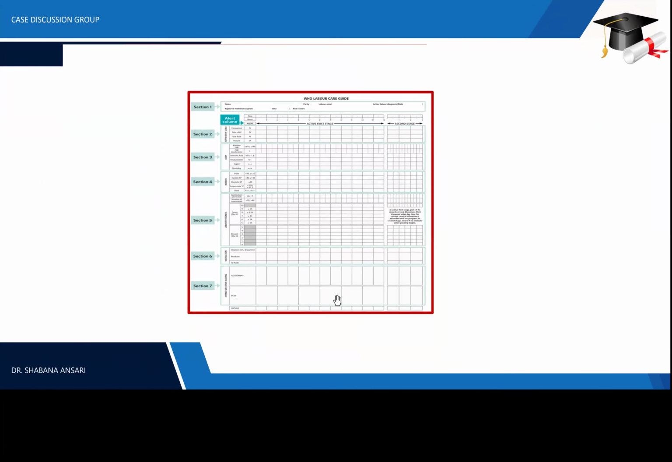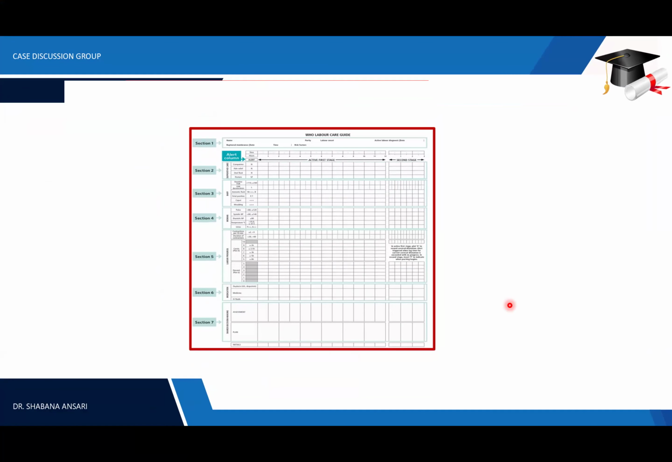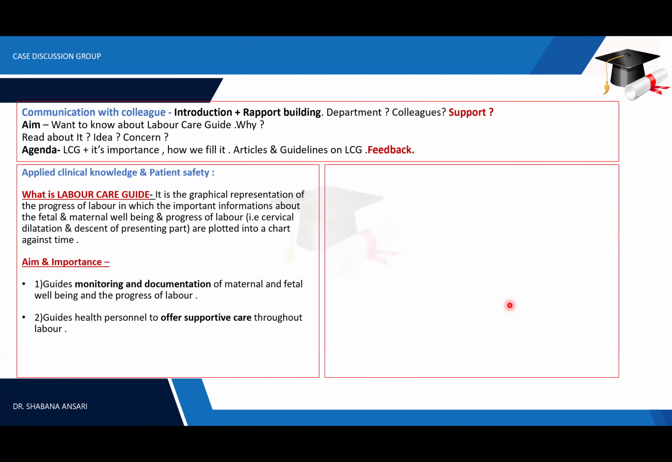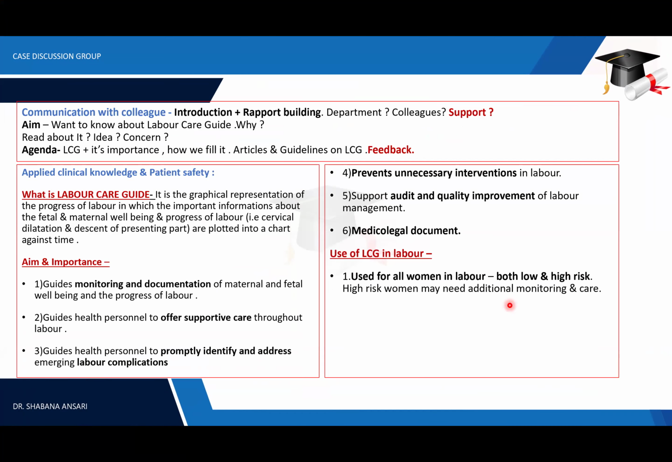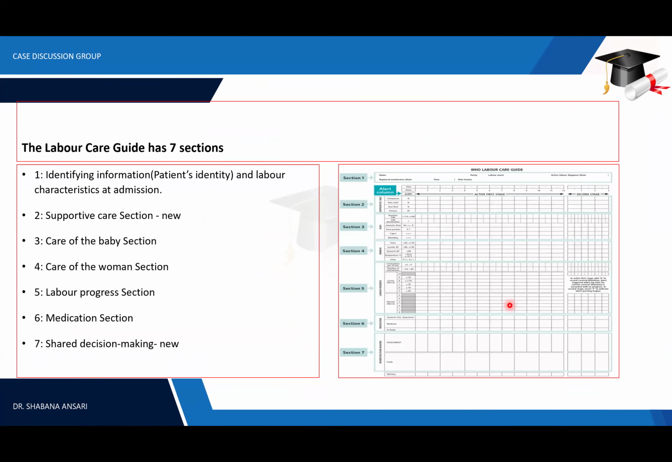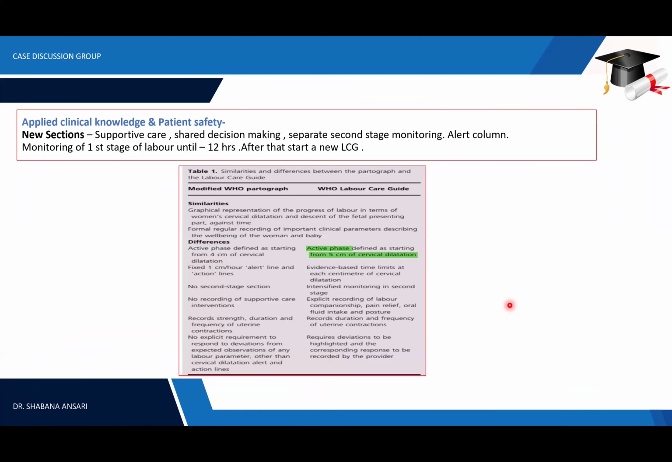Now, a few questions which the junior asked in the exam, like he asked about deceleration, caput, and molding, the difference between the new and previous partogram. Okay, so here we know the new sections. Supportive care, section 1, section 2, right? Shared decision making, section 7. Separate second stage monitoring, and there is an alert column. How to do the monitoring, for how long?